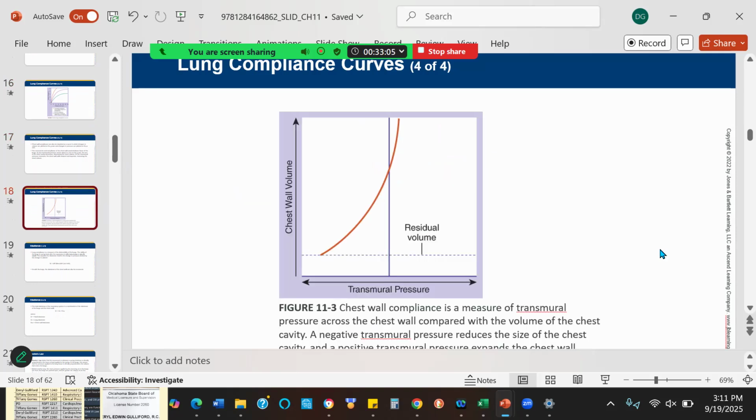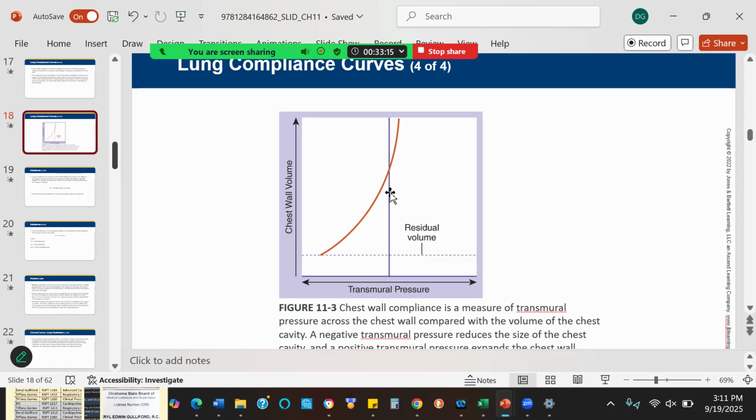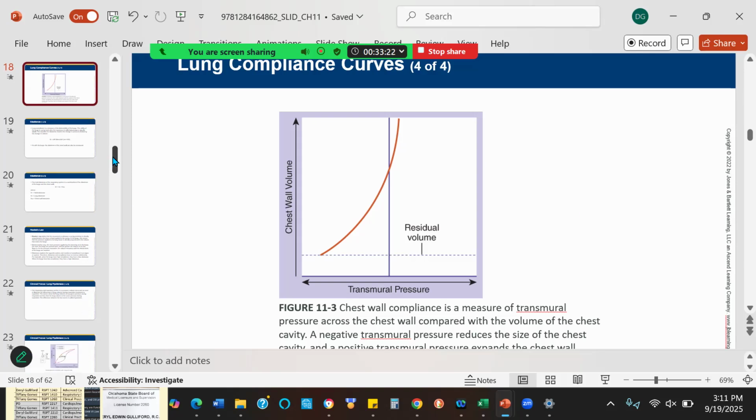Residual volume is a concept that you need to know. When you exhale as hard as you possibly can, there is still air in your lungs. That's called the residual volume. You can't get rid of it. In fact, we want some of it to be there. But when that residual volume gets too big, that's like emphysema, then there is less room for the patient to breathe above it. So chest wall volume and transmural pressure, looking at the residual volume.